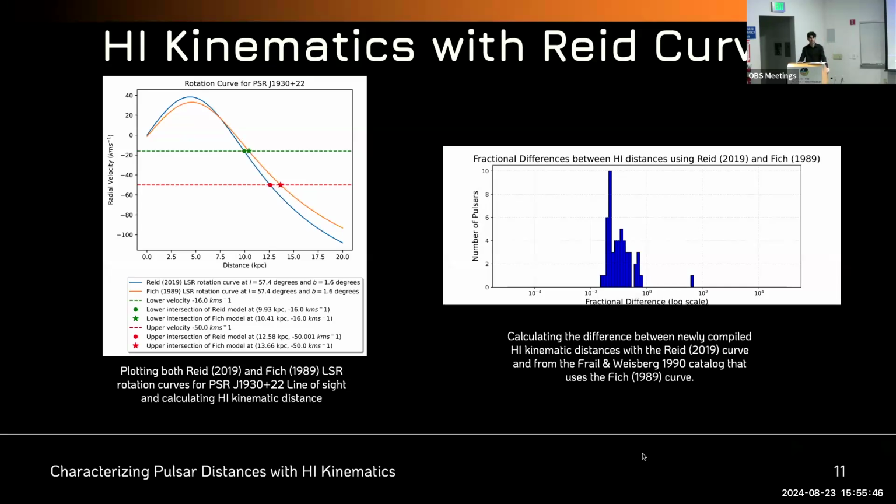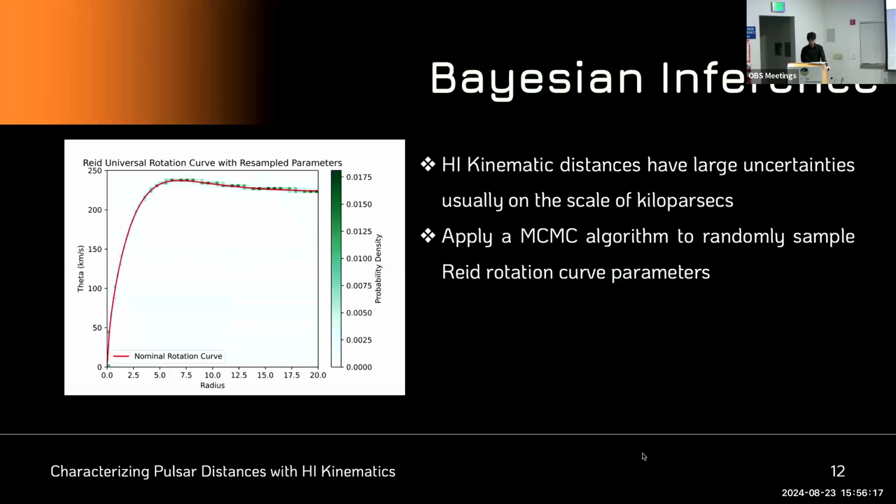So we're usually seeing a fractional difference of around 10% between our newly compiled H1 kinematic distances using the new model from 2019 and the old catalog distances. We're also usually seeing a trend that these distances appear closer to us than the old catalog distances. That can be due to the rotation curve model, obviously, since we isolated that. But more in depth, it can be due to the galactic constants that were updated using this new rotation curve model.